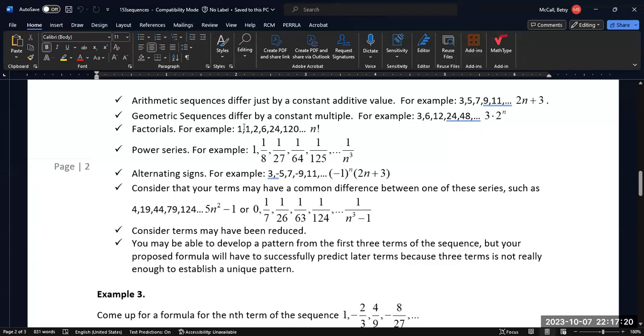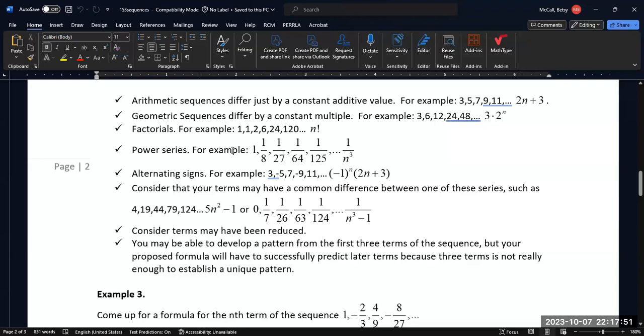And so 1 factorial is 1, and 2 factorial is 2 times 1, which is 2, and 3 factorial is 3 times 2 times 1, which is 6, and 4 factorial is 4 times 3 times 2 times 1, which is 24, and so forth. Now, 0 factorial is defined to be 1 also, and so again, this is a kind of pattern that you want to look for. If you see something like this in your formulas, you should be thinking factorials.